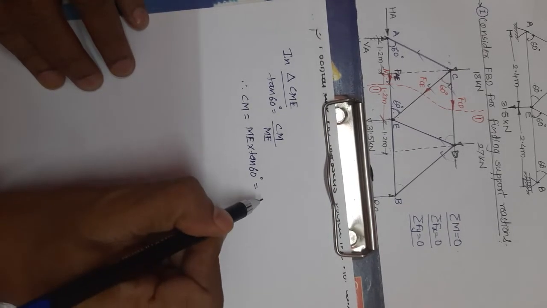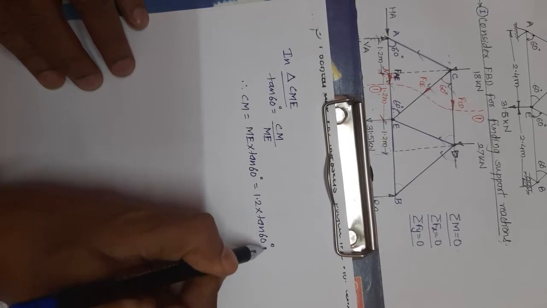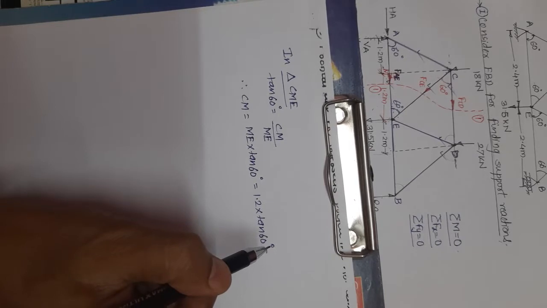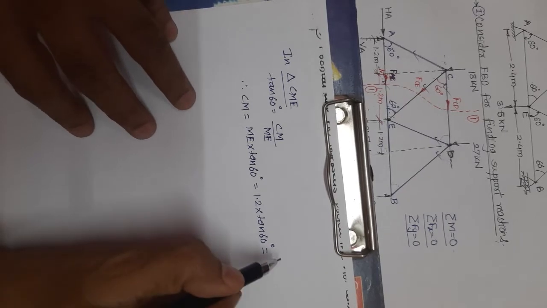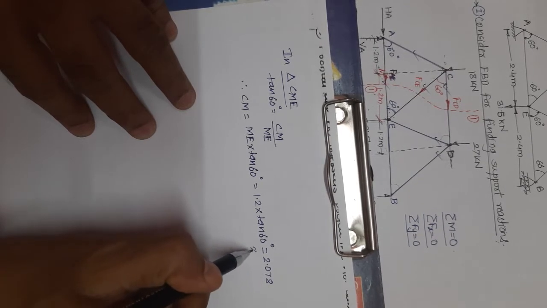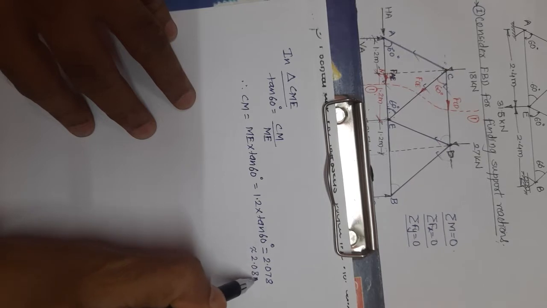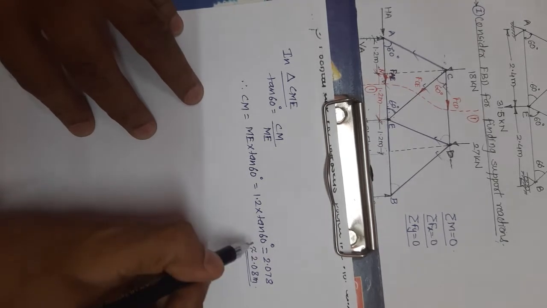That is equal to, what is ME? ME is 1.2 into tan 60 degrees. So 1.2 into tan 60, what is the value? 1.2 into tan 60, it is 2.07. Is it? 2.078. Okay. So let us make it as 2.08 meters. Yes, 2.08 meters. This is the length of CM.